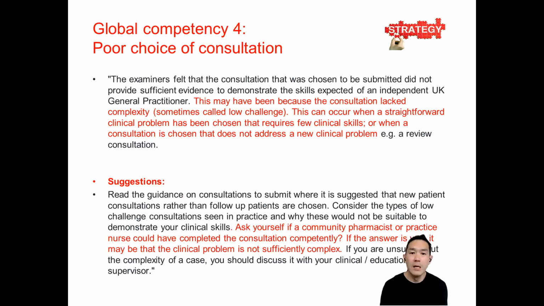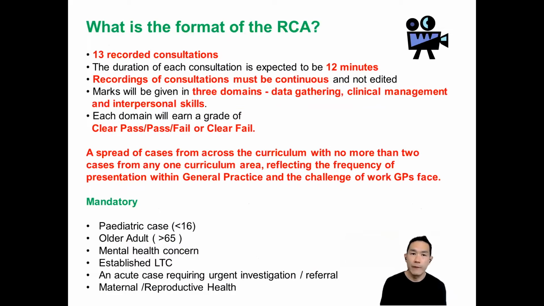So for those of you who are preparing for the autumn sitting, just as a reminder, it's 13 recorded consultations, it's 12 minutes once consent has been taken, and you're going to be assessed in the domains of data gathering, clinical management, interpersonal skills, each domain carrying a top mark of a clear pass, which equates to a 3, a clear fail, which is a 0. So there are 9 marks in total per case, and you've got 2 examiners marking you over the 13 cases for submission.